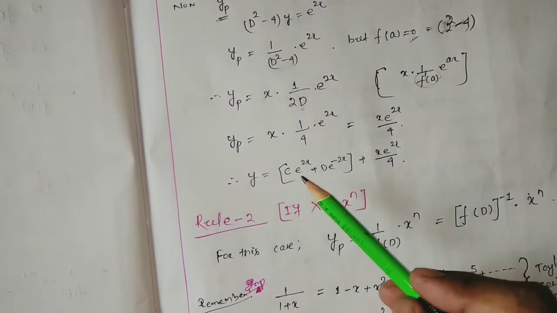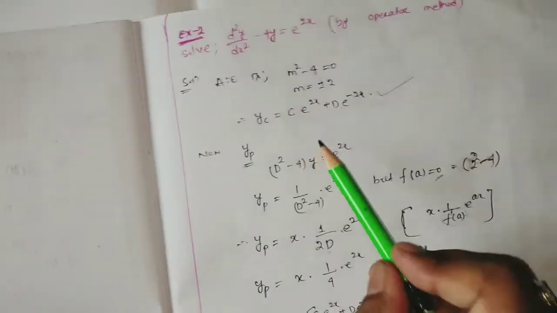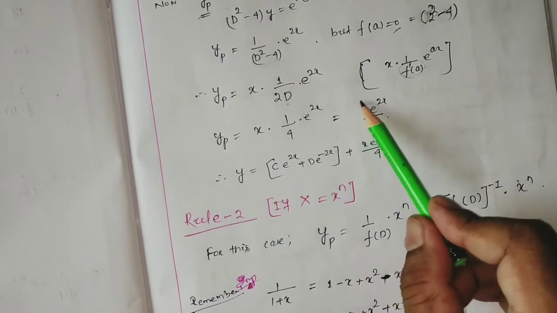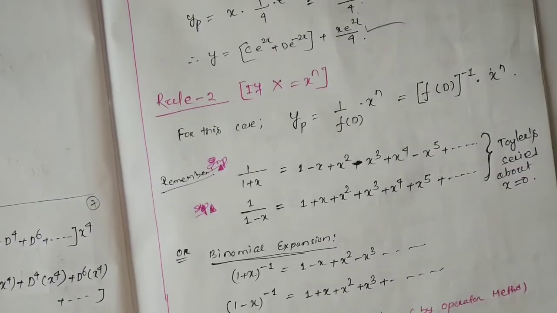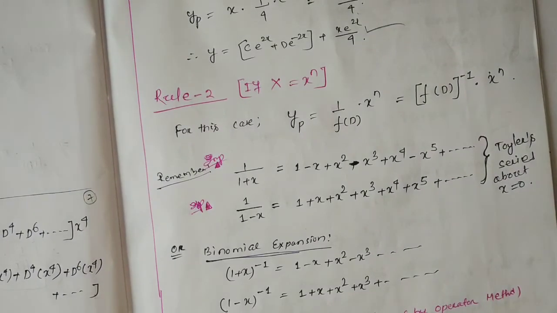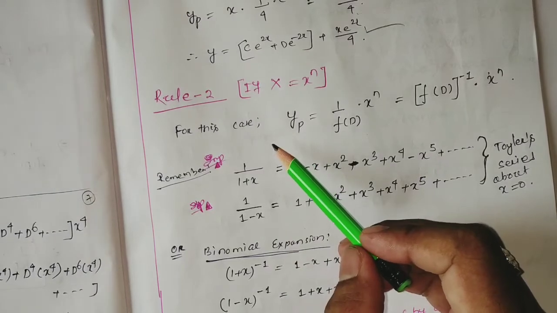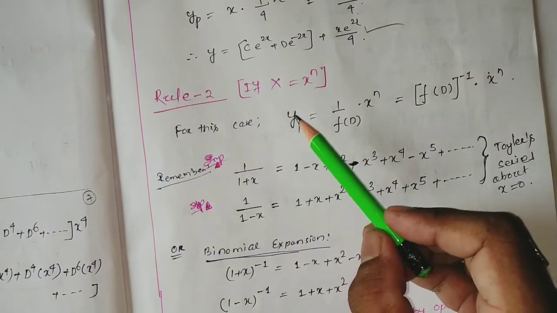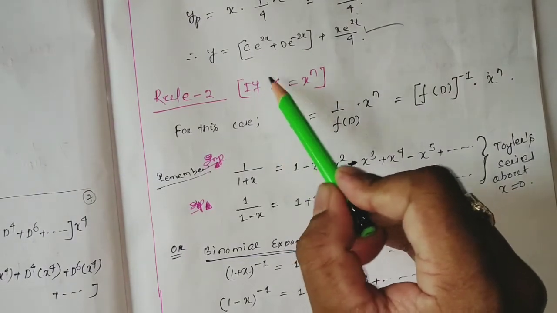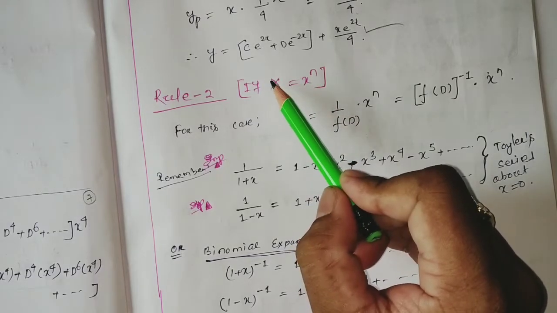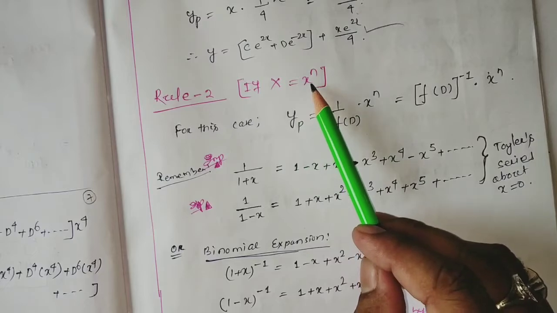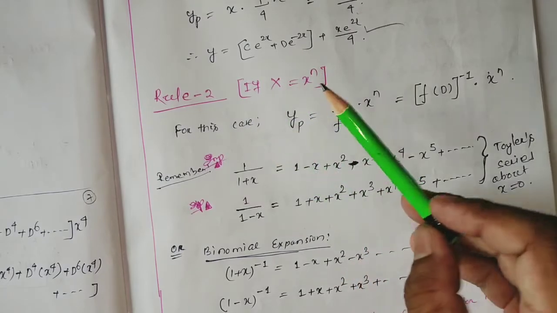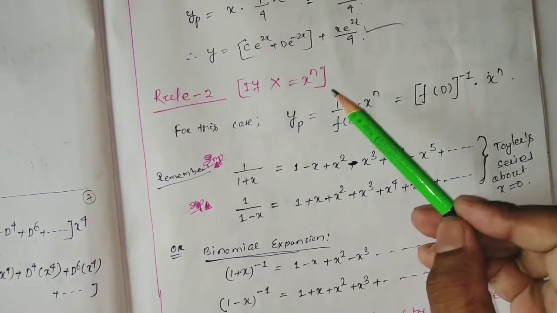So y will be equal to, the general solution is the complementary function, this one, added with the particular integral, this one. Now the second rule we are going to follow. If the source function, or right hand side function, of a non-homogeneous differential equation is in the form of x to the power n, suppose we have only x to the power n, then how are we going to find yp?